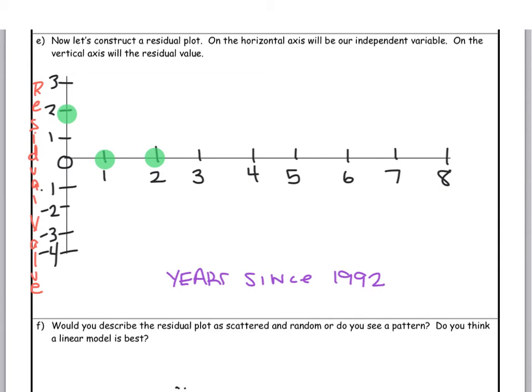For x equals 3, our residual was -4. For x equals 4, our residual was -1. For x equals 5, our residual was 2. X equals 6, our residual was 0. X equals 7, our residual was -1. And at 8, our residual was +2. So all we did here was graph, and again, remember this represents the years since 1992. So 0 represents 1992, 93, 1994, 1995, 1996, 1997, 1998, 1999, and the year 2000.